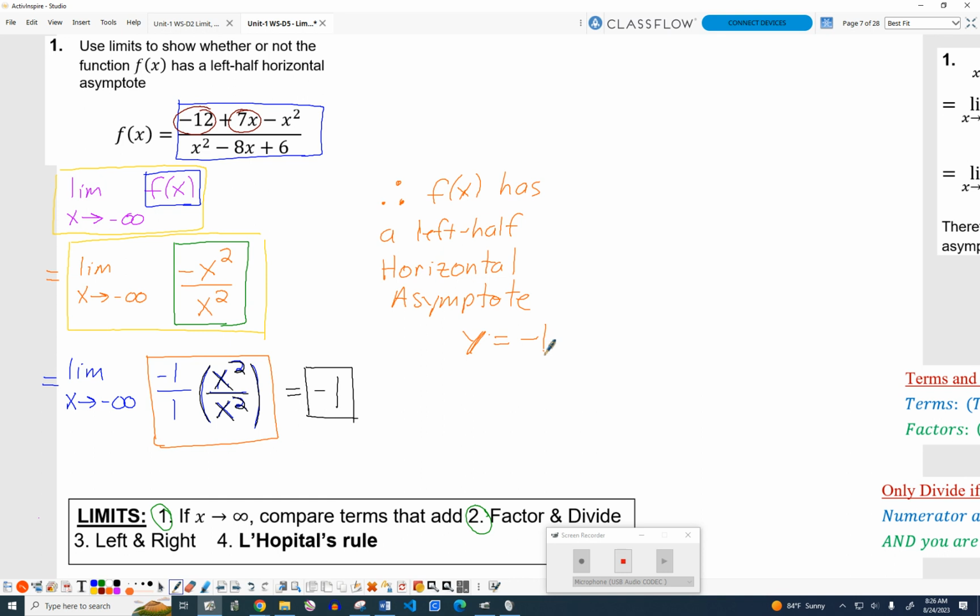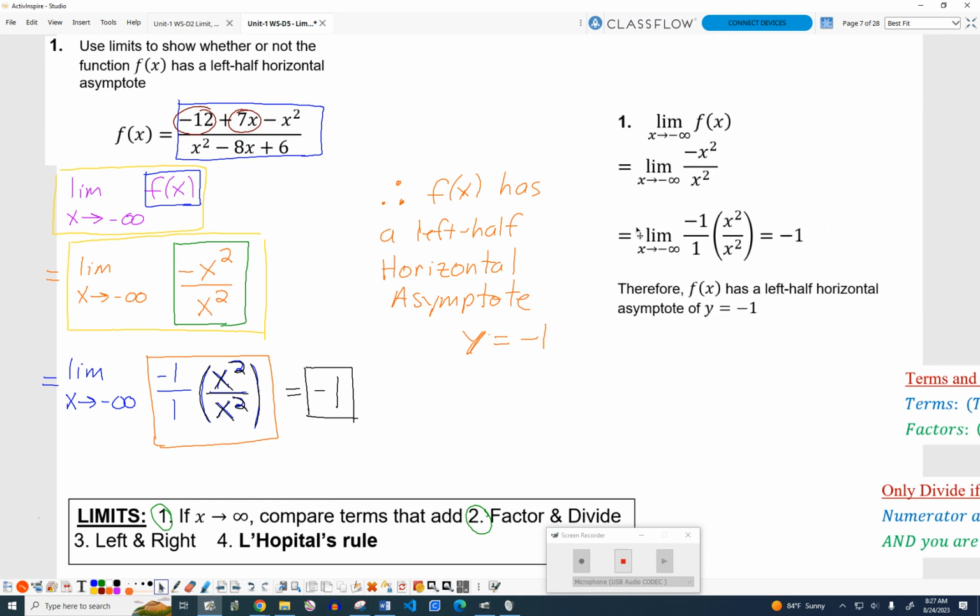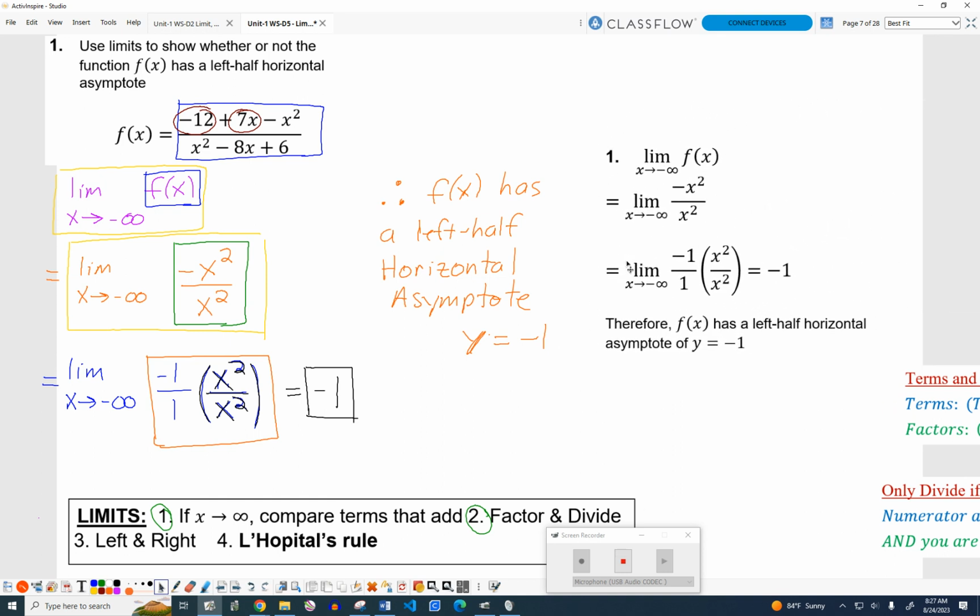So what would we need to have written down for the AP test? I was trying to think of an example I'd seen on an actual AP test where they might say, show that this function has a horizontal asymptote. And if you wrote this right here, you would get full credit.